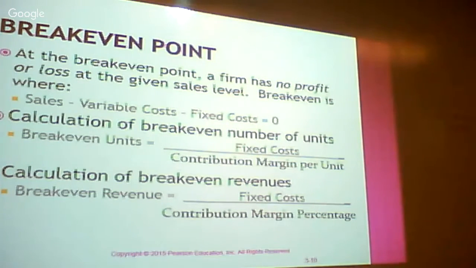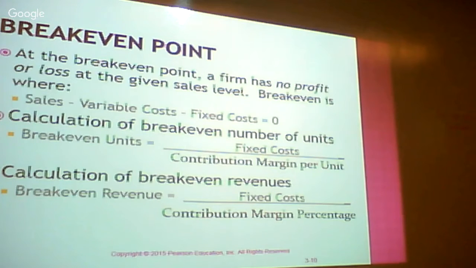Basically the formula would be sales minus the variable cost minus the fixed cost equals 0. Okay? So break-even units. If I know the fixed costs, and I know my contribution margin per unit, because what is contribution margin? It's basically what's left over after my variable cost, right? So that goes towards the fixed cost. So I take the fixed cost divided by the contribution margin, and that will give me my break-even units.